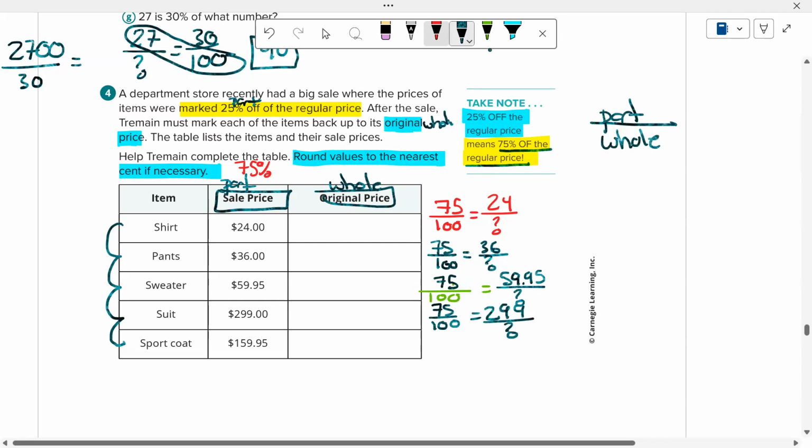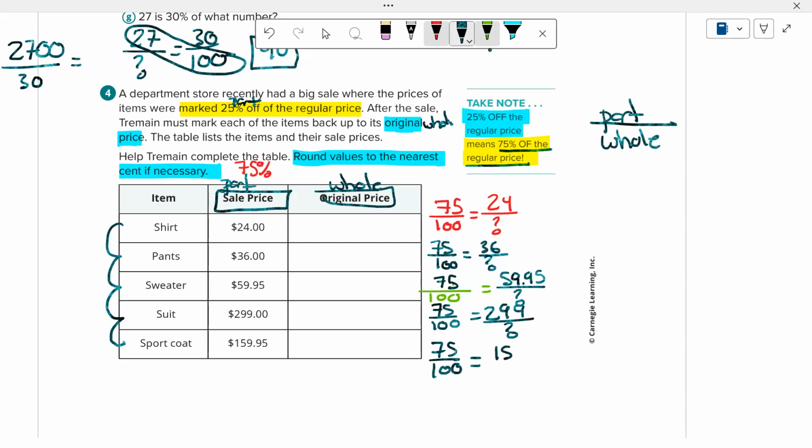And then 75% over 100 is equal to 159.95. So once again, this is a lot of math, but it's the same thing over and over and over and over. So Mr. Christian is going to do the first two, and these other three, you're going to do your own work and show it. I'm going to look for that in class. I'll check these notes, and that's what I'm going to do.